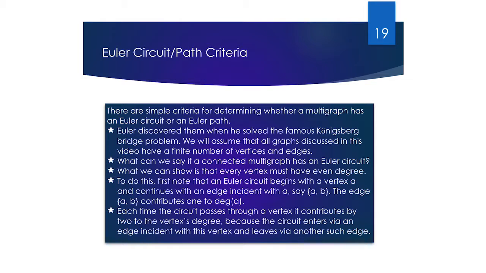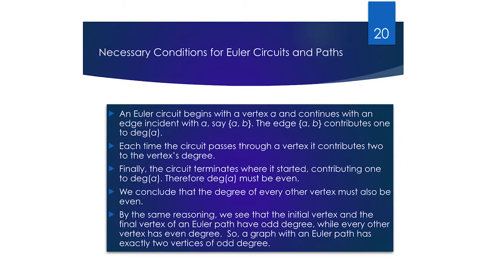What we can show is that every vertex must have an even degree. To do this, first note that an Euler circuit begins with a vertex A and continues with an edge incident with A, say A and B. The edge A and B contributes 1 to the degree of A. Each time the circuit passes through a vertex, it contributes 2 to the vertex degree, because the circuit enters via an edge incident with this vertex and leaves via another such edge.